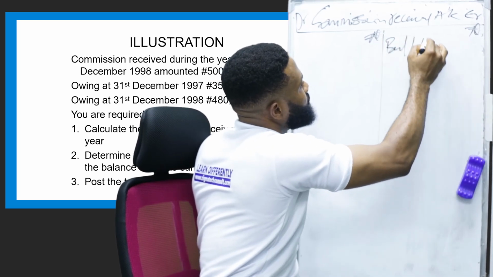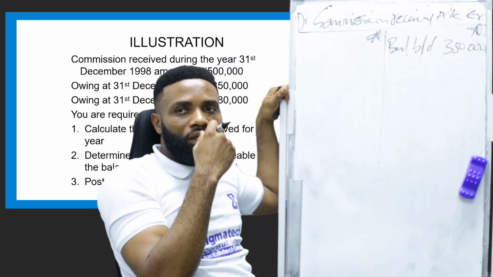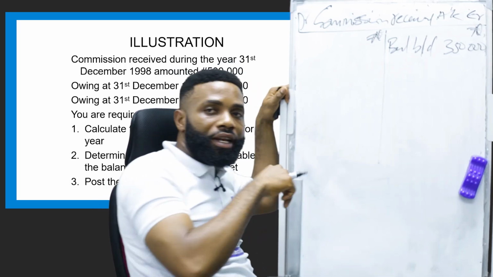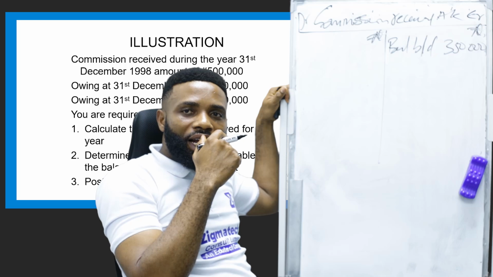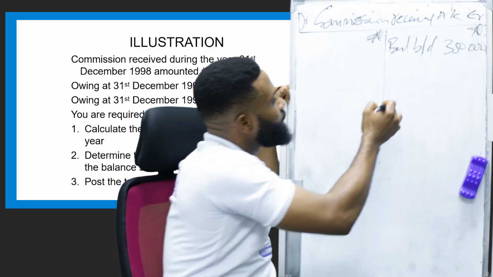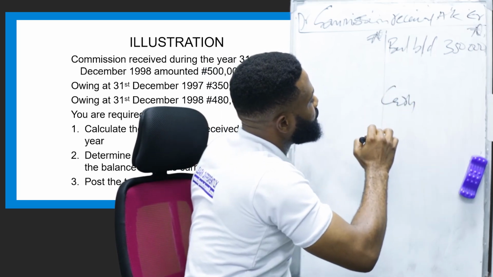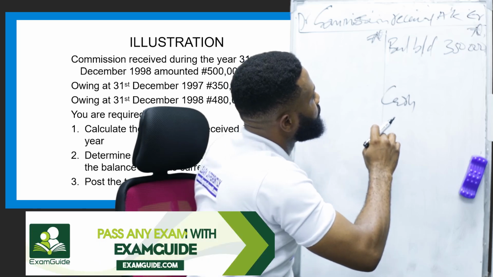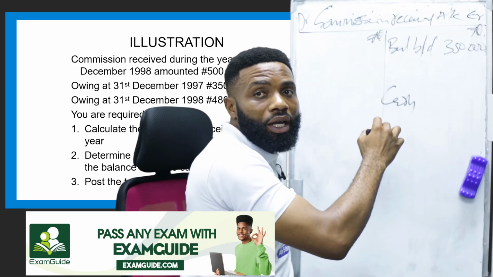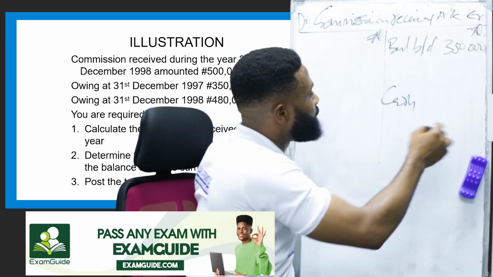That is balance brought down, 350. That's what they were owing you last year. It always comes from the beginning. And then the one you receive for the year, cash received for the year, is going to be what? 500,000.